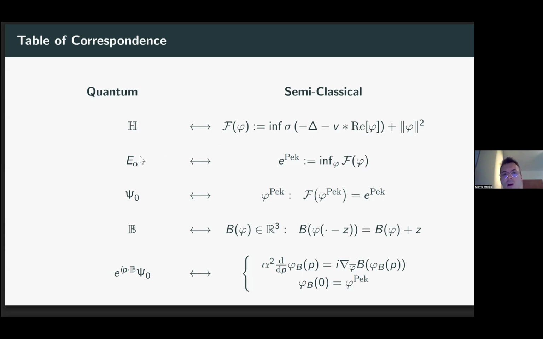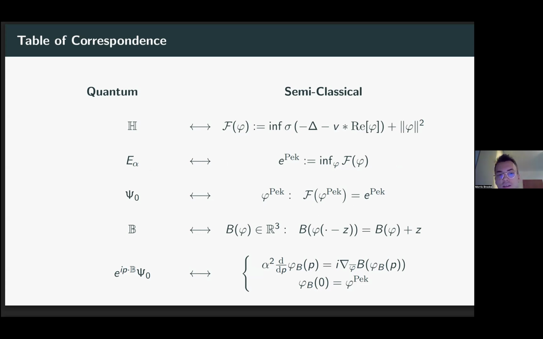Now, if you believe the first line, then the second line should naturally be that the ground state energy corresponds to the infimum of this functional, which is exactly this constant Pekar that appeared already in the work of Donsker and Varadhan. The statement of the second line is the Donsker-Varadhan paper, the proof of this. Then the third line is, if we believe everything, the ground state should correspond to the function phi Pekar, which minimizes this functional.